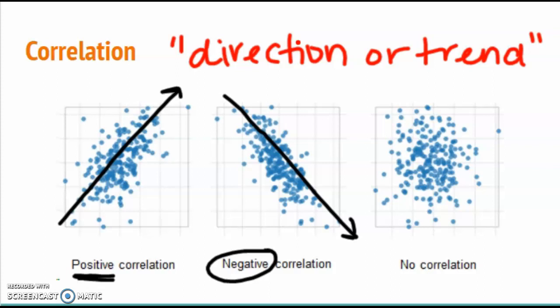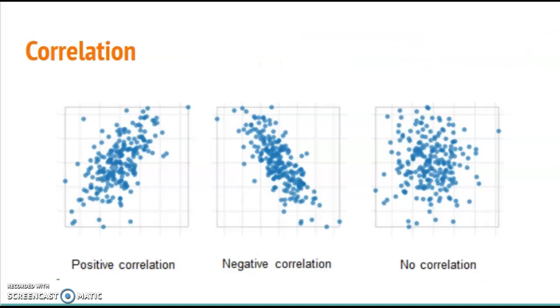Then looking at the last one, sometimes our scatter plots are just going to be random. There's not going to be a direction. Notice these points are kind of all over the board. We can't tell if it's going upwards or downwards or which way it's going. There's no exact trend, so this one would have no correlation. I want you to sketch all three examples in your notes.